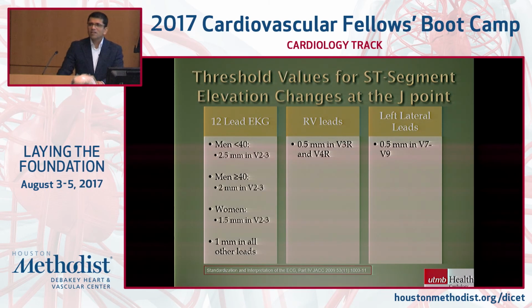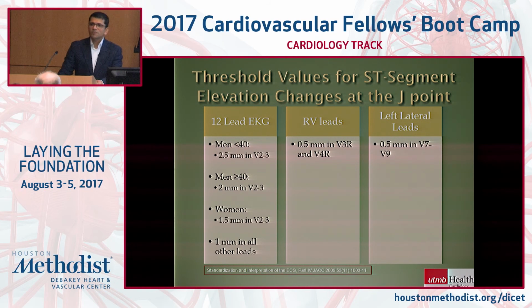For ST segment elevation, there are strict criteria per guidelines. If you look at the 12-lead EKG alone, there's 1.5 to 2 millimeter ST segment elevation in V2 and V3, and 1 millimeter ST segment elevation in the rest of the 12 leads, in at least 2 contiguous leads. It is recommended that if you have an inferior wall myocardial infarction, consider using right-sided leads V3R and V4R, and the threshold value for ST segment elevation in V3R and V4R is 0.5 millimeter.